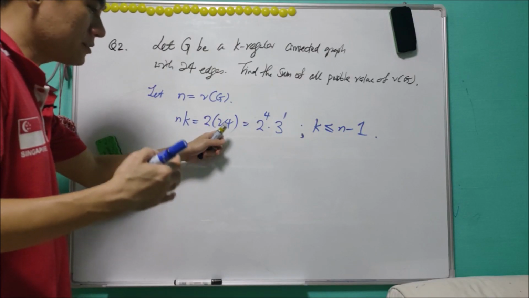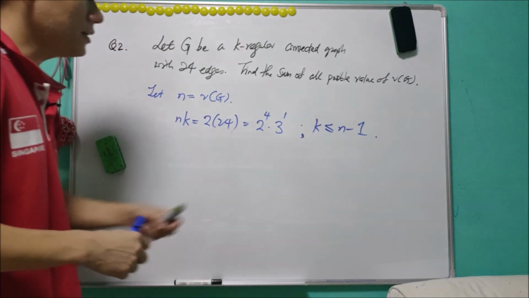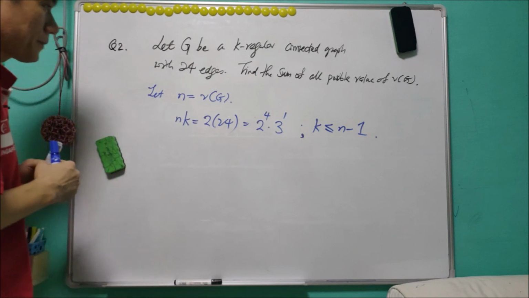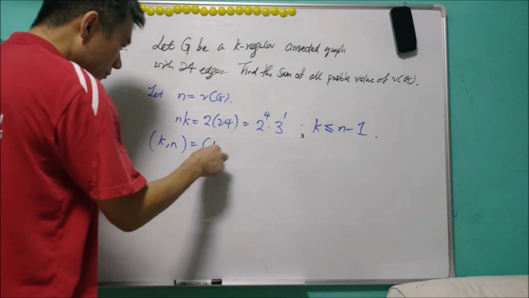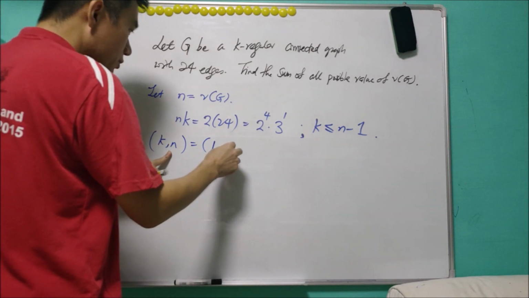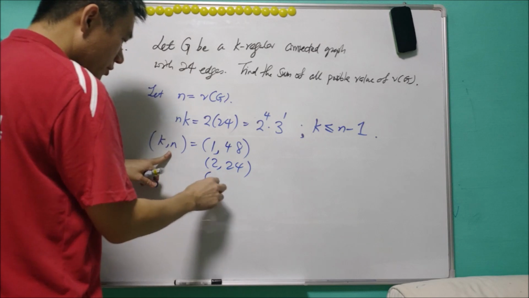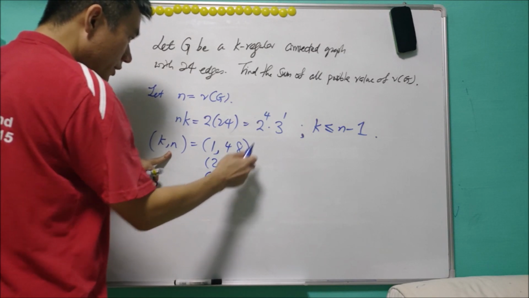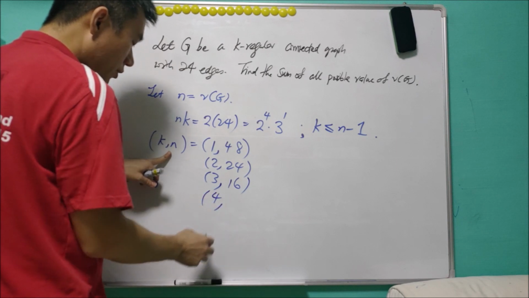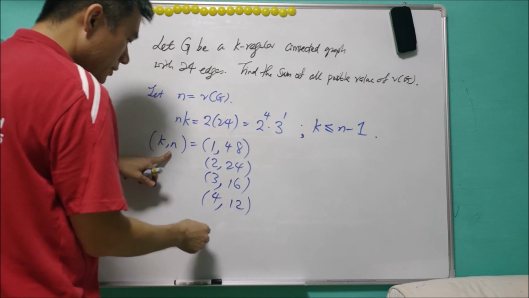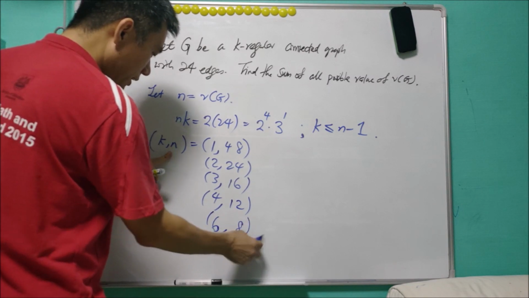So this is 48 is less than 7 squared, which means that k is not more than 6. Then we can just list out all the possibilities. If k equals 1, then n is equal to 48. If k equals 2, n equals 24. K equals 3, it is equal to 16. And k equals 4, it will be equal to 12. It cannot be equal to 5. K equals 6, then this is equal to 8.